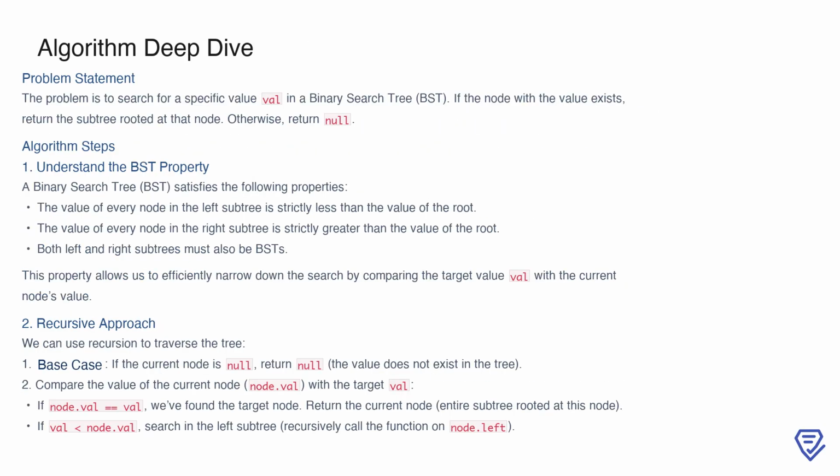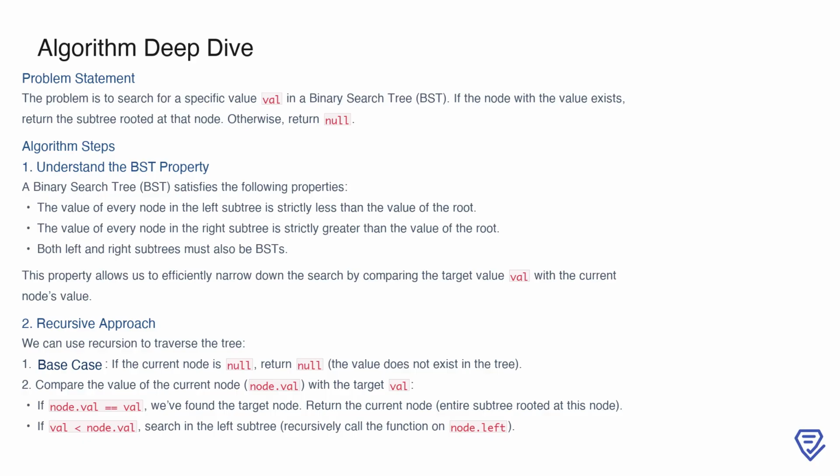To solve the problem of searching for a specific value in a binary search tree, or BST, we start by understanding the unique properties of this data structure. In a BST, all values in the left subtree of a node are strictly less than the node's value, while all values in the right subtree are strictly greater. This organization allows us to efficiently narrow down our search by comparing the target value to the current node's value as we traverse the tree.